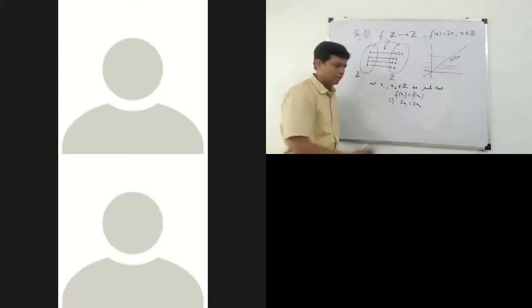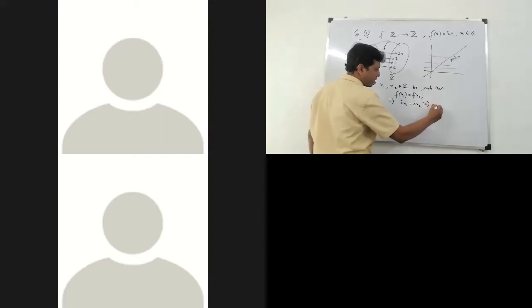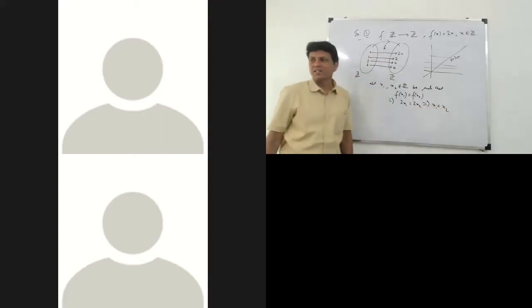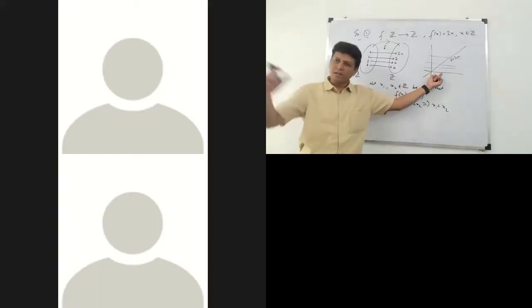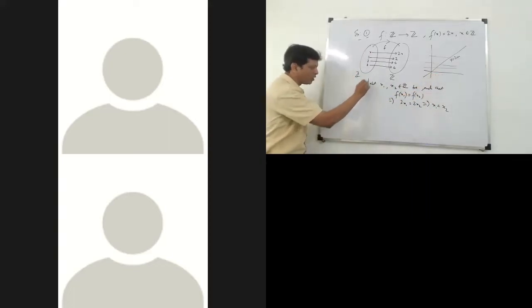Am I right? Yes. So it directly implies x1 equal to x2. Hence it is 1 to 1. So I have shown it mathematically that it is 1 to 1, and also geometrically it is 1 to 1. Now I will take the help of calculus.